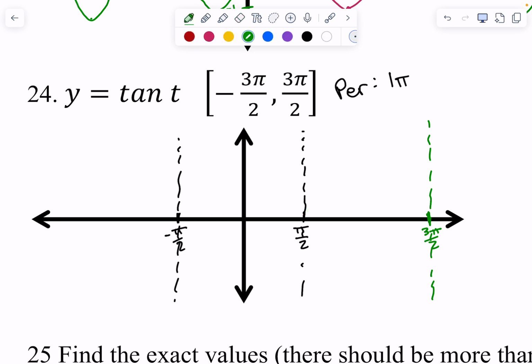And again, at negative 3 pi over 2, that's where another vertical asymptote will be, okay? And he goes like, whoop. If we go here at 1 and here at negative 1, right there will be there, and right there will be there, something like that, right?